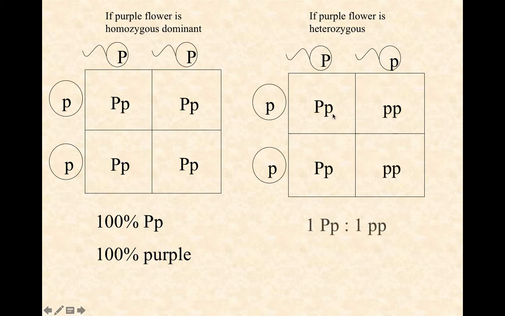We've got 50% or 1-to-1 heterozygous to homozygous recessive, which means we're going to get 1 purple plant for every 1 white plant. So about 50% of our plants are going to have the recessive trait visibly as a phenotype. So all we need to do is take our phenotypically dominant organism and mate it with a phenotypically recessive organism, and we have 2 different expected outcomes based on whether it is homozygous dominant or heterozygous. That's what we call a test cross.